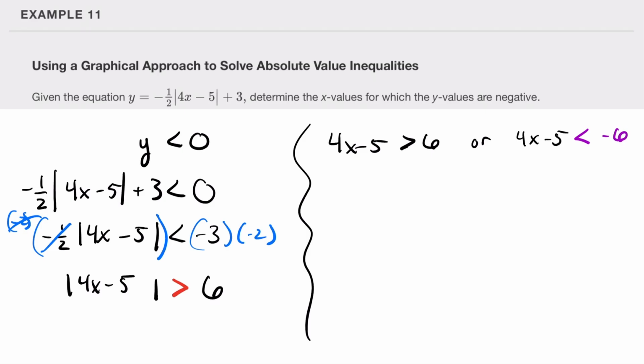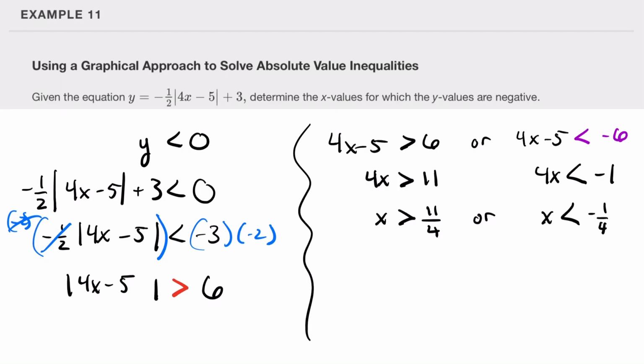Okay, so then we solve each inequality separately. We add 5 to both sides. So then we get 4x is greater than 11. Divide both sides by 4. This is going to be 11 over 4. Or, again, add 5 to both sides. So that's going to be negative 1. Divide both sides by 4.